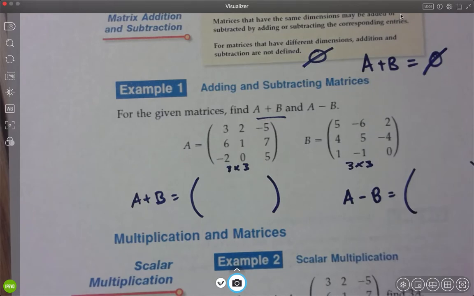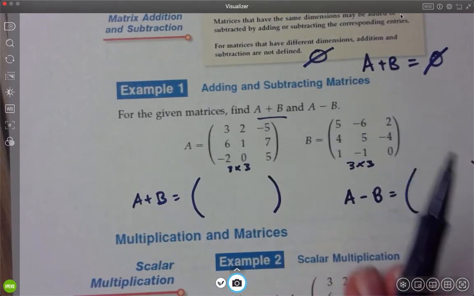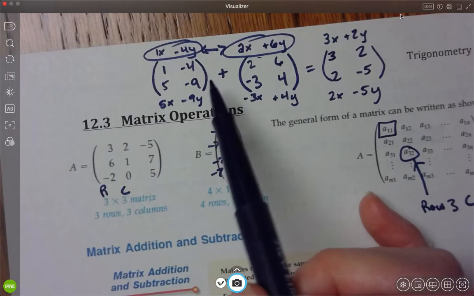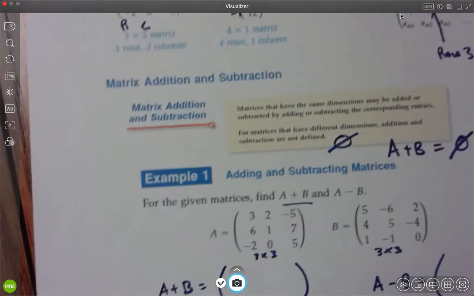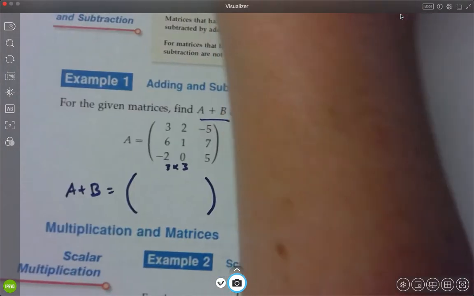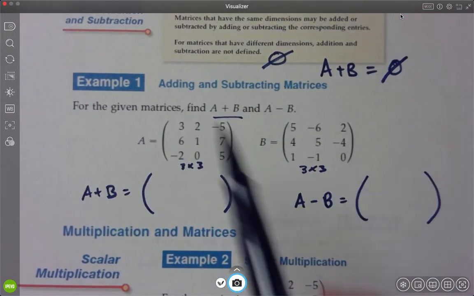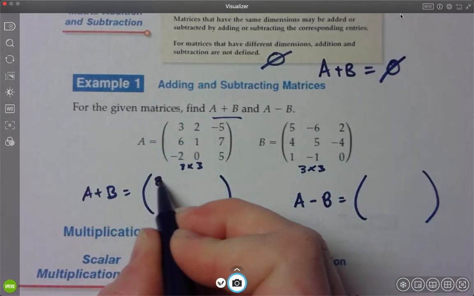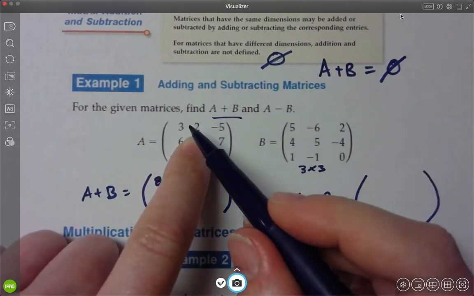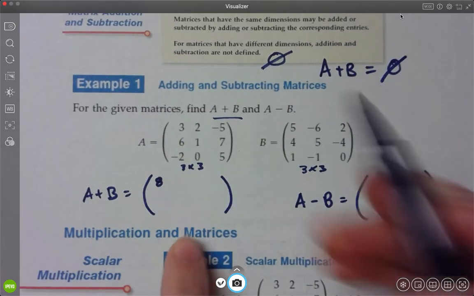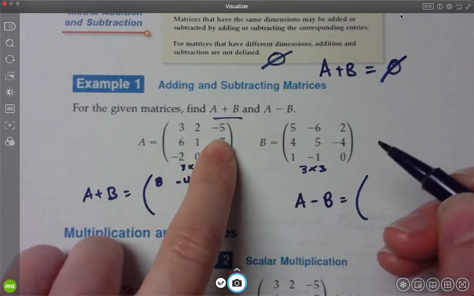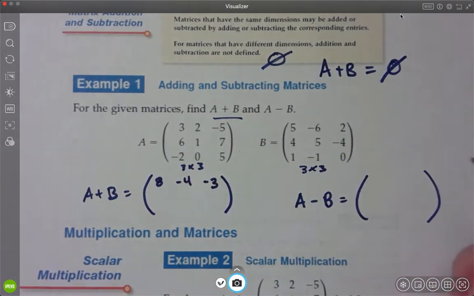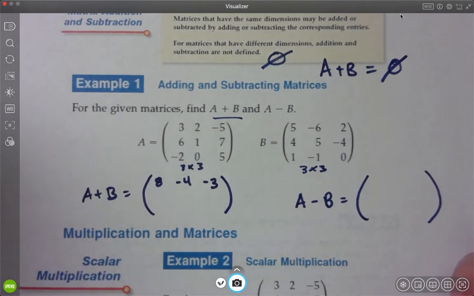Okay. So in the first one, we're going to add these together. And if you want to write it out where you're writing out this guy plus this guy like I have up here, you can totally do that. But I think maybe we're advanced enough that we can just add the cells together. So I would say 3 plus 5 will give me 8 in the first cell. Let's go across the top. So 2 plus a -6 will give me negative 4. Negative 5 plus 2 will give me negative 3. Okay, now this seems really easy, but it's really easy to make a mistake.